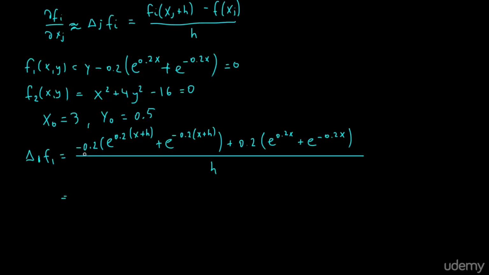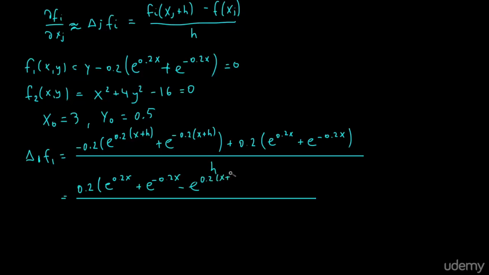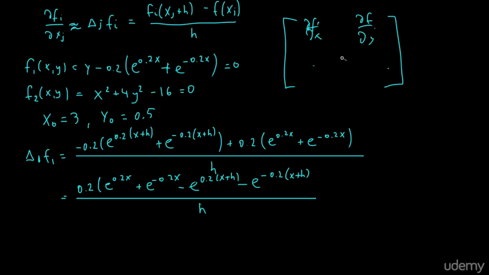So we can collect the terms a little bit. We can take out the 0.2, so that's going to be 0.2 multiplied by (e to the 0.2x plus e to the minus 0.2x minus e to the 0.2 (x plus h) minus e to the minus 0.2 (x plus h)), all divided by h. So we got an expression for delta 1 f1. Now we want an expression for all the other parts, because remember the Jacobian has 4 terms. So this was df1 by dx, and this was df1 again by dy, and this was df2, same here. So we need 4 terms, but we only got 1 of them.